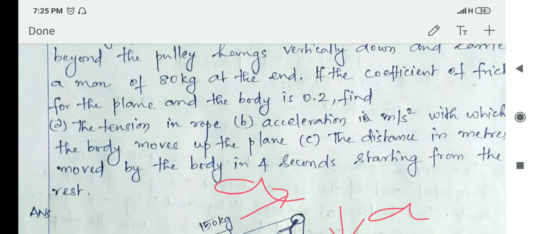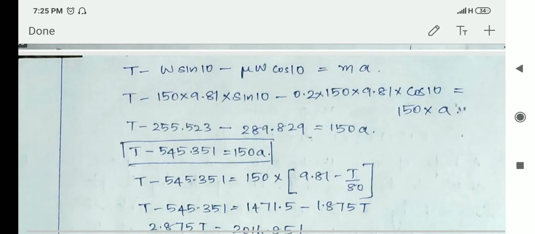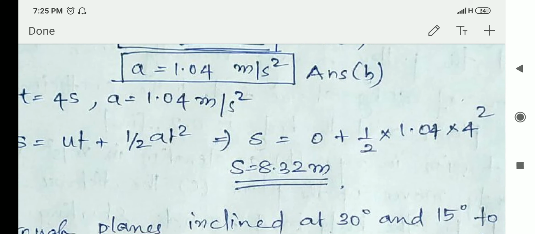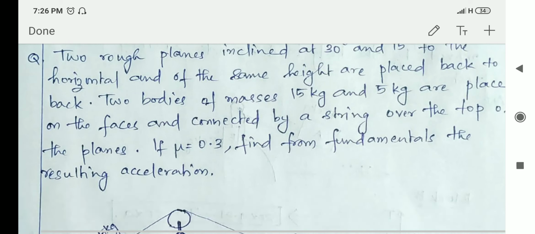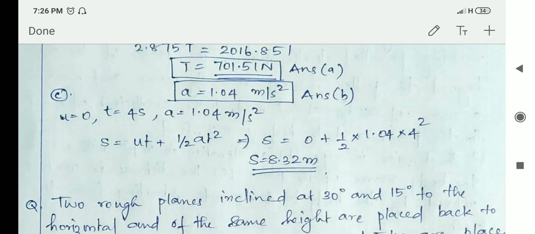The third question is the distance in meters moved by the body in 4 seconds starting from rest. Having known the acceleration and time equal to 4 seconds, starting from rest, that is u equal to 0, we have to find the distance. How can we find that? We know s equal to ut plus half at square. Applying that, we get s equal to 8.32 meters. Hope this much is clear for you. We'll be continuing with the next problems in the next class. Thank you.